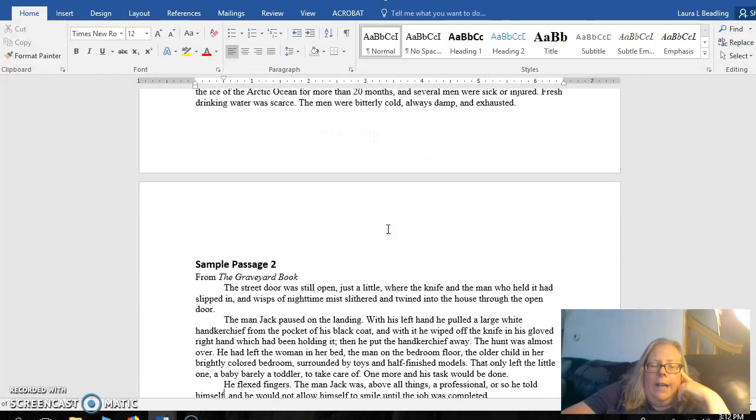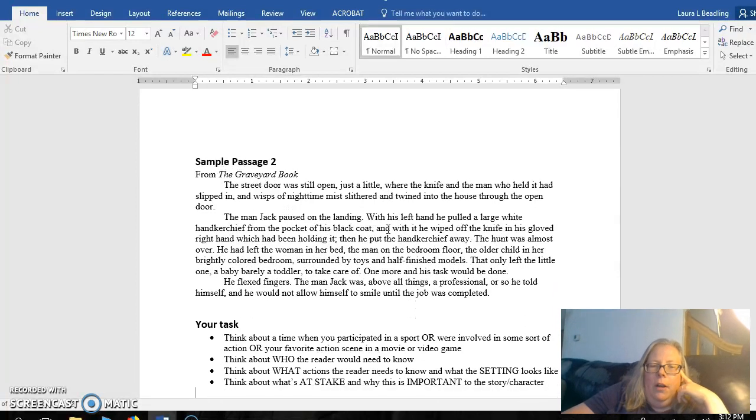I've also included a second passage. This is from very early on in The Graveyard Book. And so you can read this one on your own and see which of the principles you think are being most adhered to, and then what it's doing well, and if there's anything that you think could have been done better in terms of this particular action writing, which is so important because it comes early in the book.